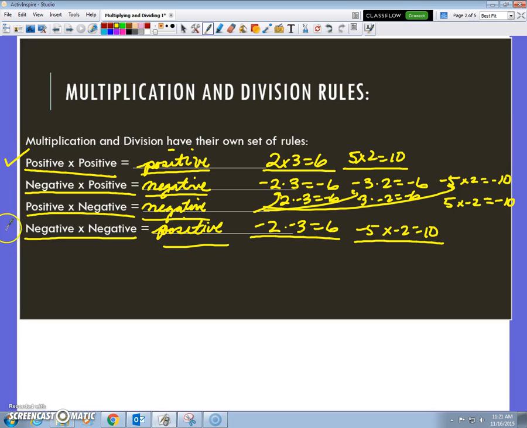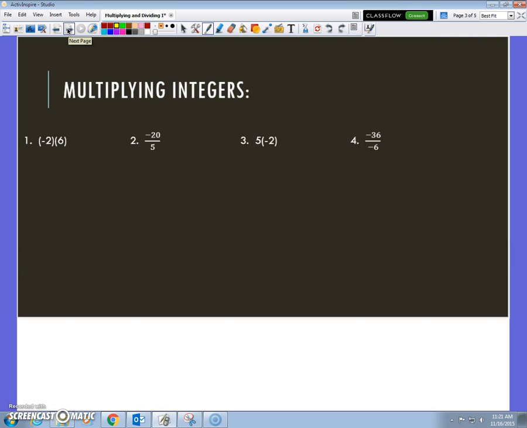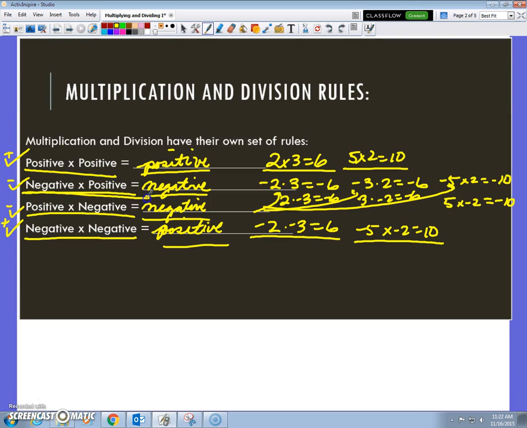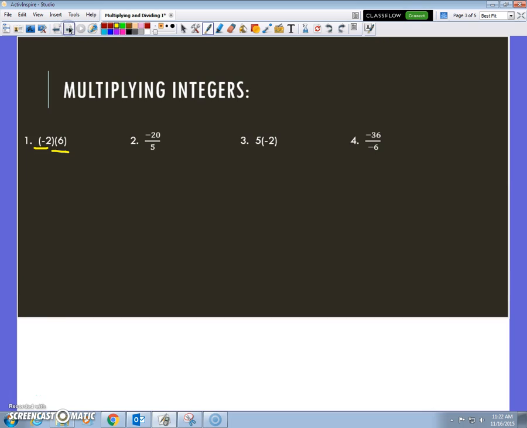Same signs, positive. Different signs, negative, when we multiply or divide. So let's take a look through some of these, and these are just practice. It looks like I have a negative times a positive. A negative times a positive is a negative value. So I just need to make sure my answer is negative. 2 times 6 is 12, so negative 2 times 6 is negative 12.